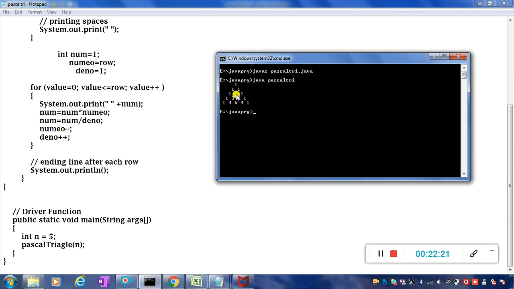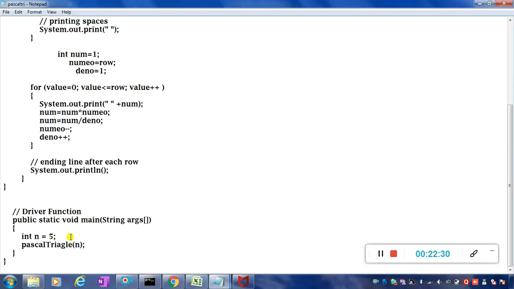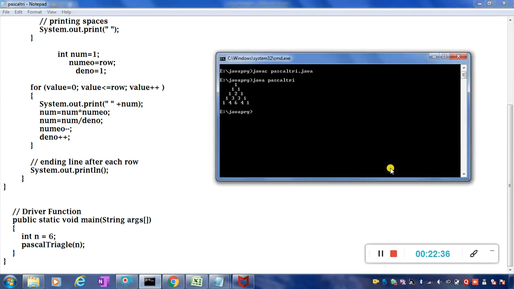So 2, 1, 3, 2, 1, 3, 3 and 1, 4, 3 plus 3 is 6. So if I increment this by, say, change it to 6, then we will be able to see the fifth row also. You can see the fifth row has also come as per our logic.